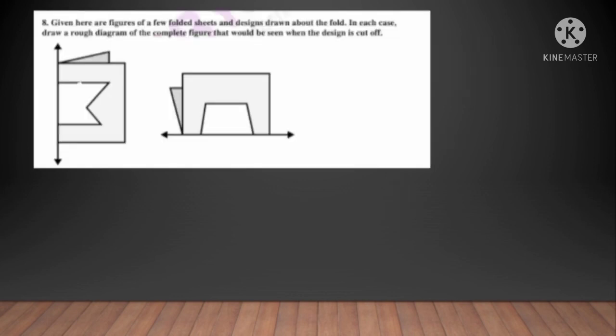8th question, given here are figures of folded sheets and designs drawn about the fold. In each case, draw a rough diagram and complete the diagram that would be seen when the design is cut off. So here in this figure, the folded sheet is given.